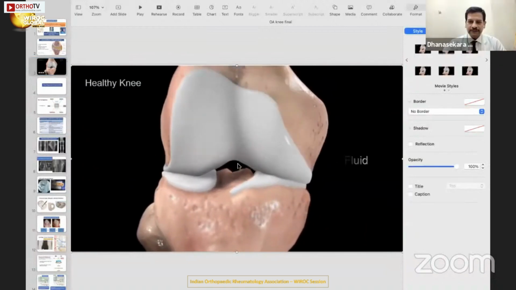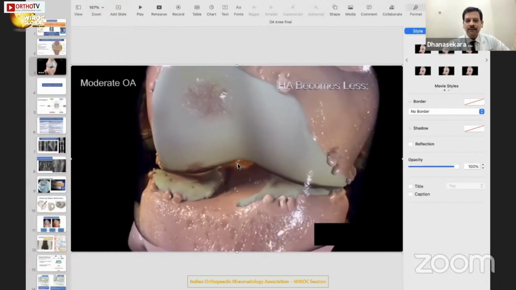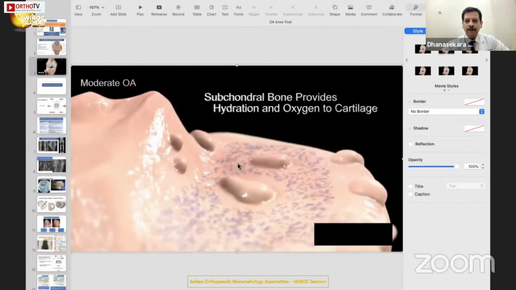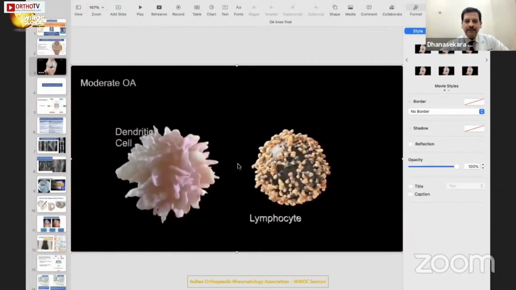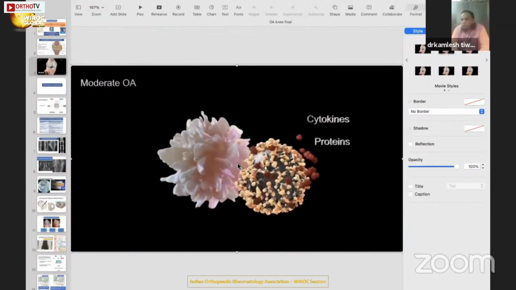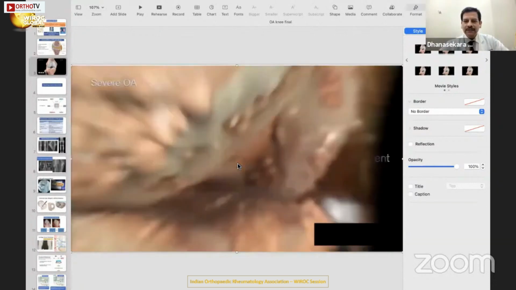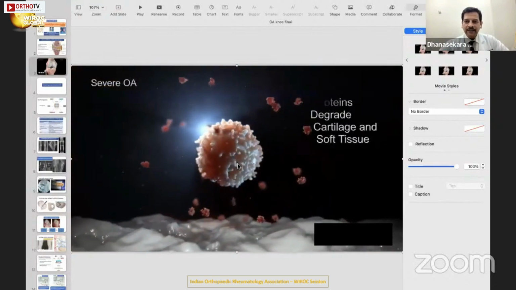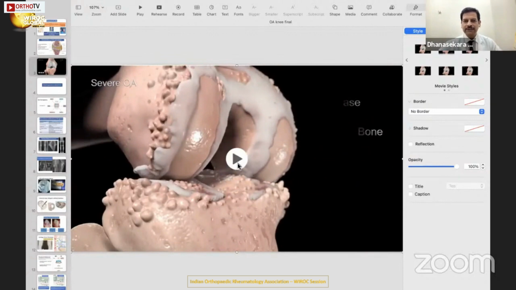So we think osteoarthritis is breakdown of the cartilage. That's not the only thing that's happening. You can see the subchondral bone provides hydration and oxygen to the cartilage. And there is a lot of inflammatory change happening. There are cytokines released from the macrophages. Synovial fluid is decreased. Destructive proteins are released, and there is degradation of the cartilage and subchondral sclerosis.